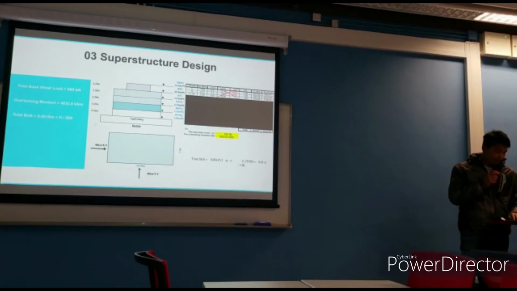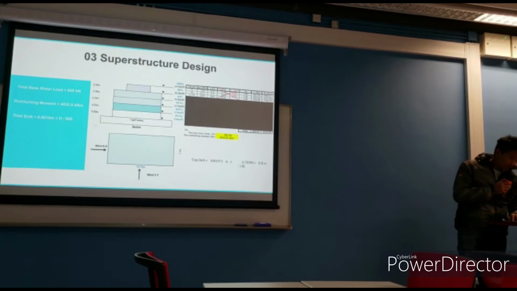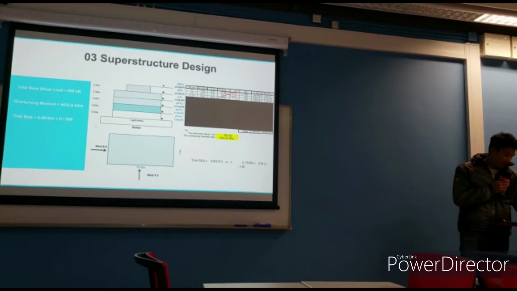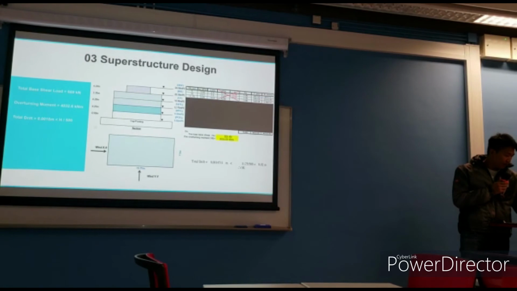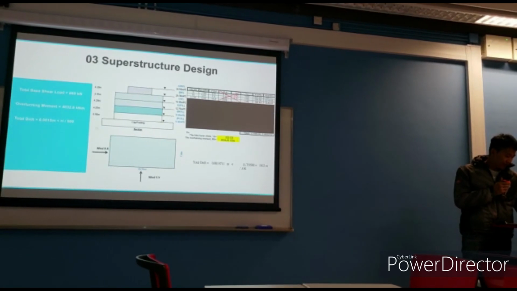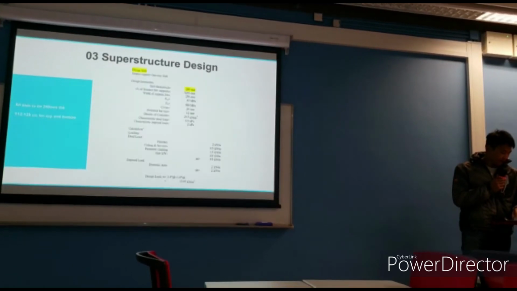And here is some structural design for the house. This is showing the total base shear load will be 669 kN, and the overturning moment will be 4,032.6 kNm. After the calculation, the total drift will be 0.0015 meter, which is lower than H over 500, so it is okay for checking.